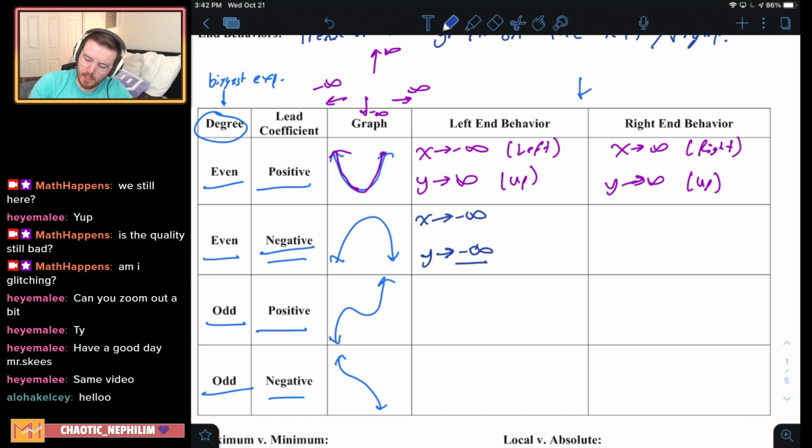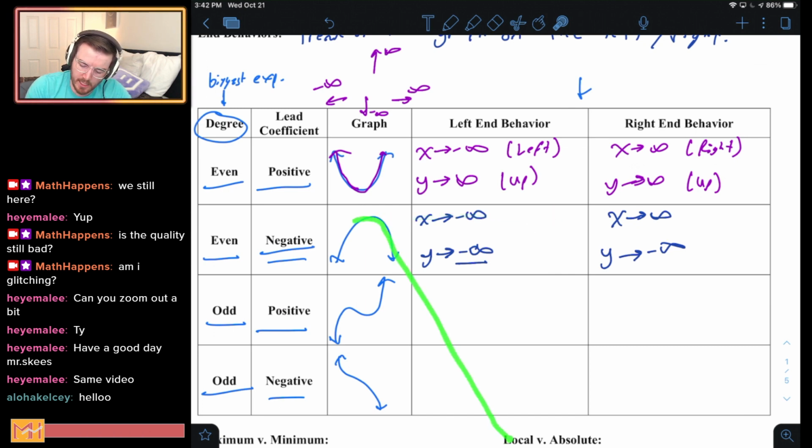And as we go to the right, we're going down. So this arrow means as x is going towards positive infinity, what is it doing? As your graph continues to go to the right, where's your graph going? It's going down, down, down. So as we go to the right, it's going down, and that's what this is saying.